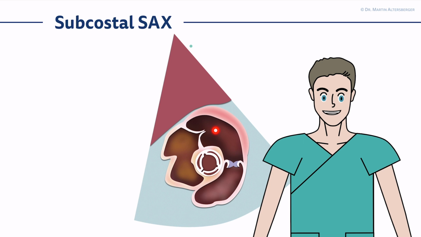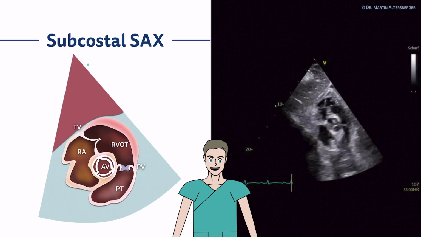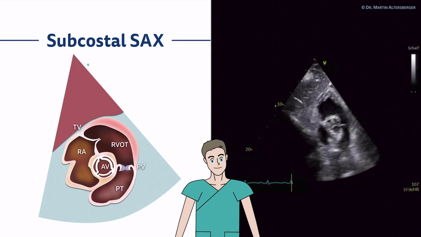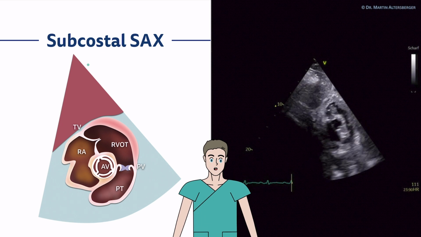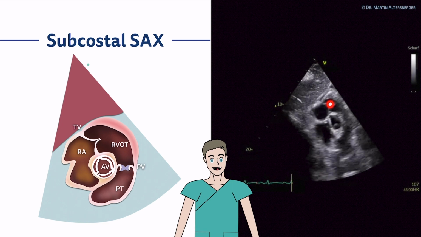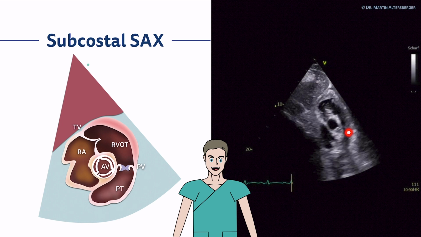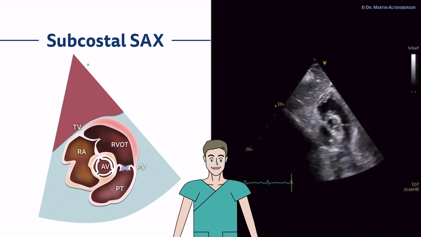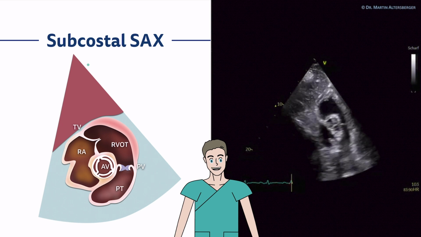You see the tricuspid valve, the right ventricle, RVOT, pulmonic valve, and here the pulmonic trunk and even the pulmonic arteries. This is an optimal image where you can see the interatrial septum, the left atrium, the right atrium, the tricuspid valve, the right ventricle, the RVOT. Here you see the pulmonic valve, the pulmonic trunk, and the right and the left pulmonary artery. So with this view, you can have a really nice overview.